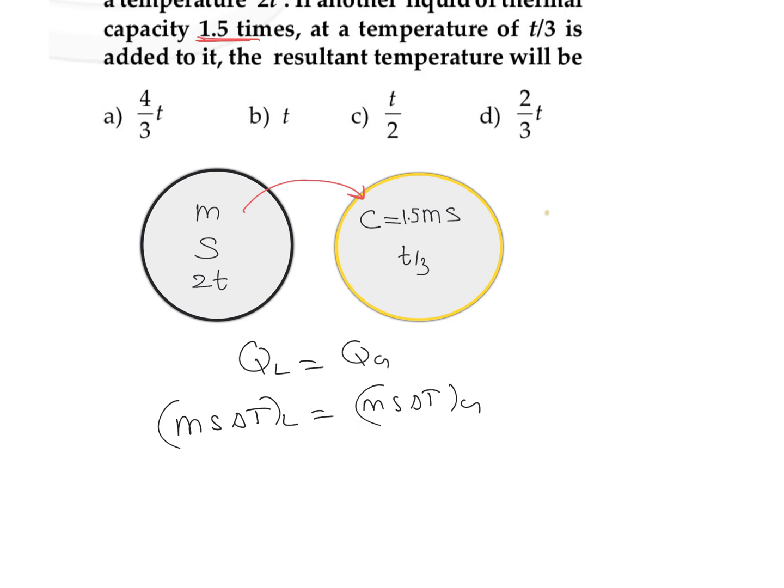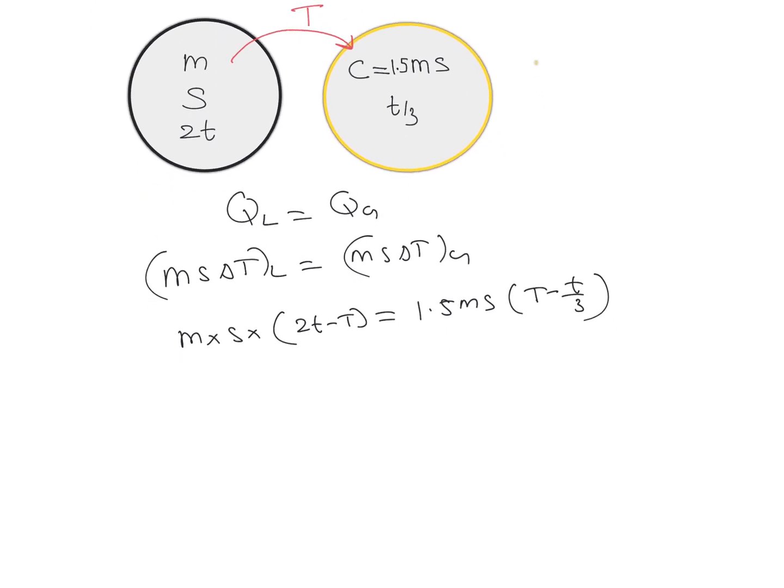Now on the left hand side, the mass is given as m, the specific capacity is given as s, and for the temperature, assume that the equilibrium temperature we are going to get is, let's say, capital T. So we can write its difference in temperature as 2T minus capital T, is equal to, on the right hand side, its mass and specific capacity is 1.5 times ms, and delta T we can write as capital T minus T by 3, because we know that the final temperature is less than 2T and greater than T by 3.